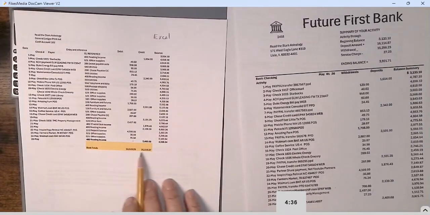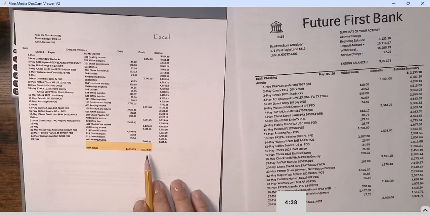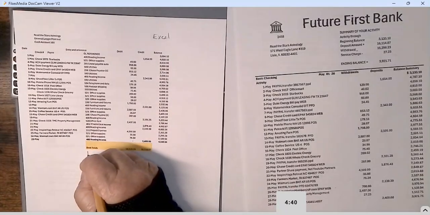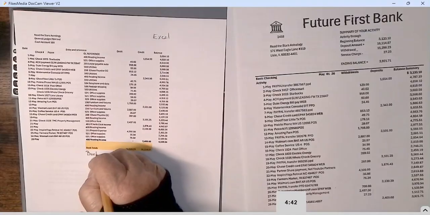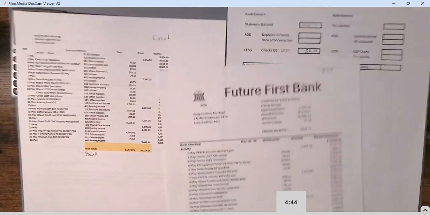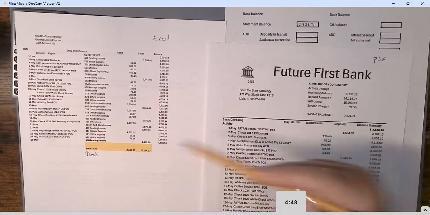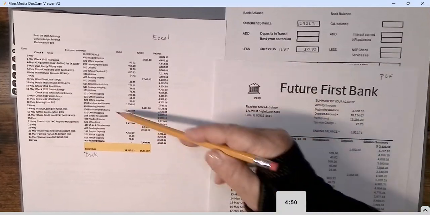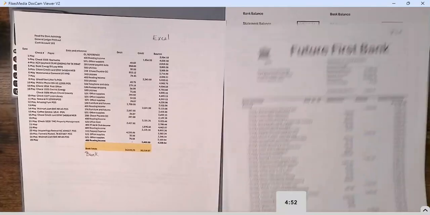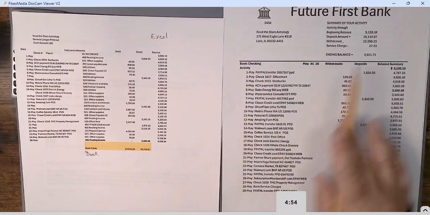I have book totals at the end. What's a good idea to do? Compare it to bank. Okay? So my bank totals are right here. And if I compare that before I make any adjusting journal entries for anything, all right, I compare my totals.